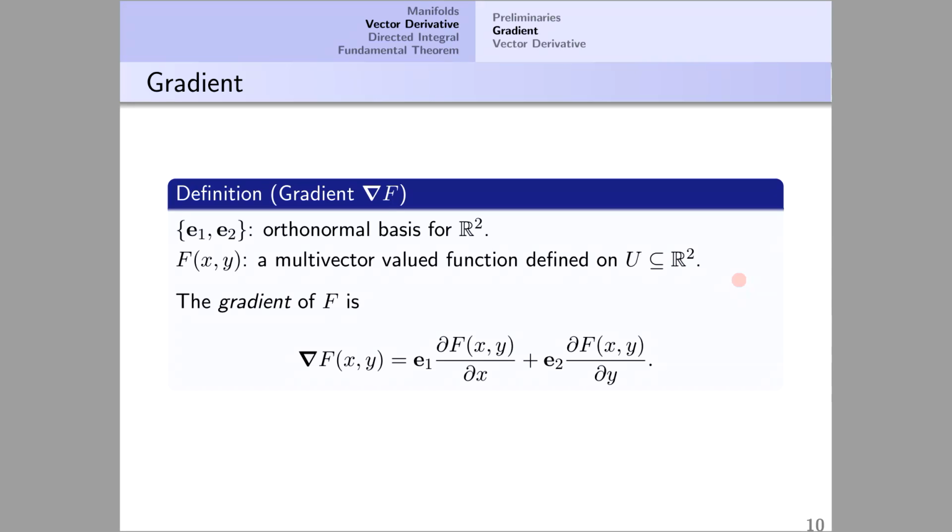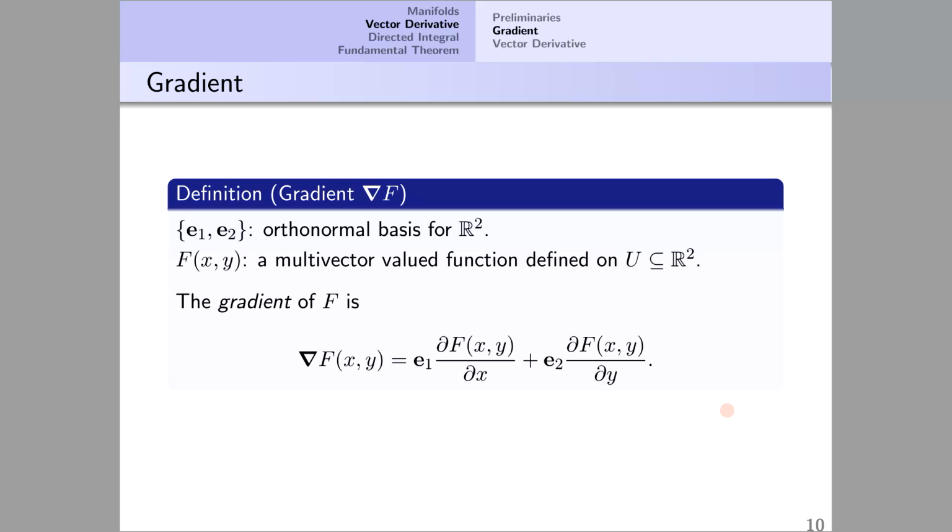This is familiar, except that usually the partial derivative is written to the left of the basis vector. For a scalar valued function f, this doesn't matter because scalars commute with vectors. But for a multivector valued function, this partial derivative need not commute with E1. So we have to make a choice, and I choose in this playlist to place the partial derivatives on the right.